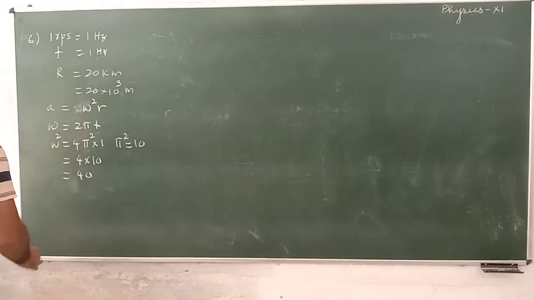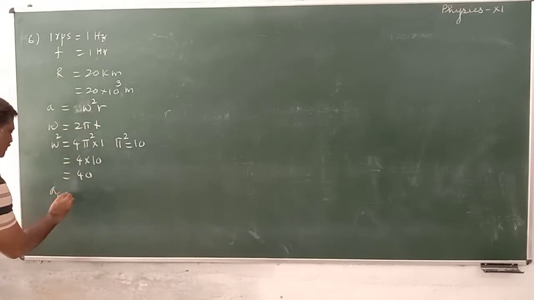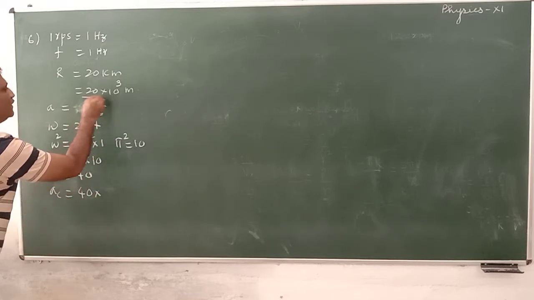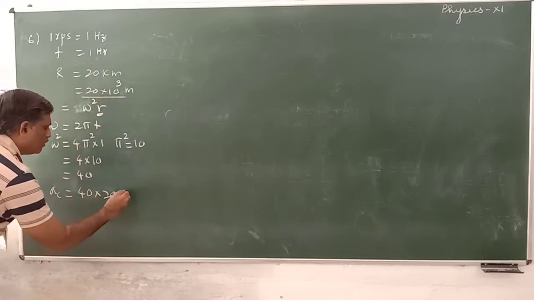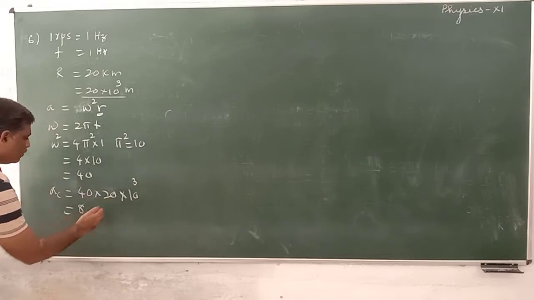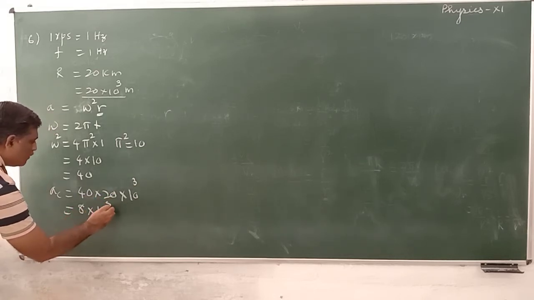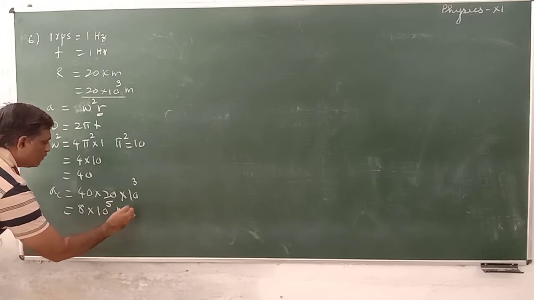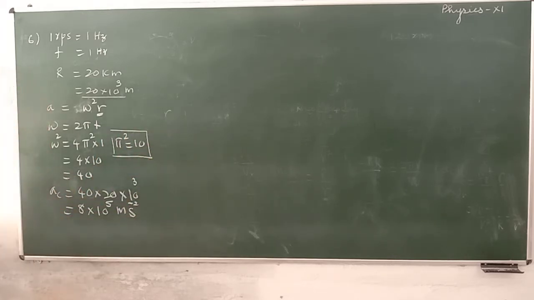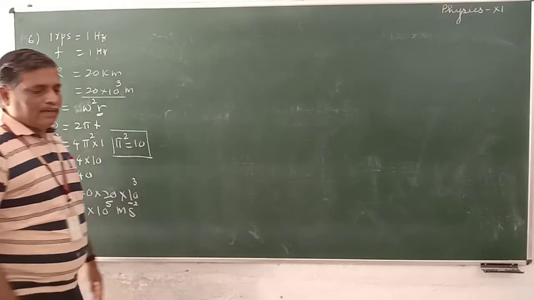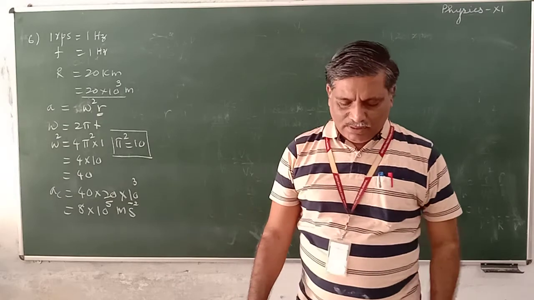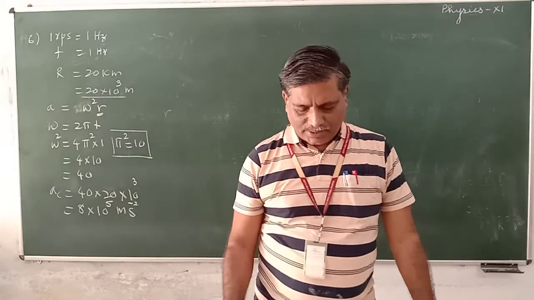So now r is 20. Acceleration is equal to 40 into this r, which is 20 into 10 raised to power 3, which becomes 8 into 10 raised to power 5 meter per second square. This information is important: pi square is equal to 10. So the right option is 8 into 10 raised to power 5 meter per second square.